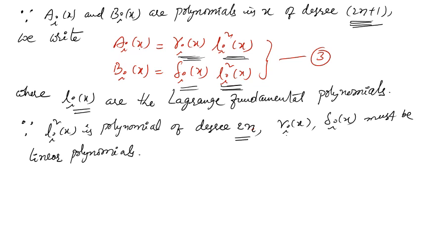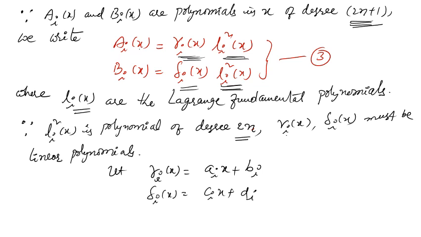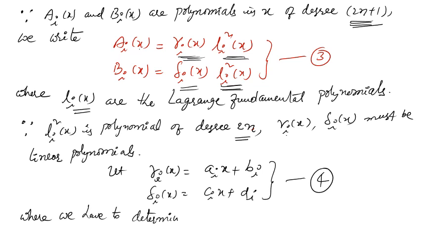Let us write like this. First degree polynomials means one can write gamma_i(x) equal to a_i x plus b_i, and delta_i(x) equal to c_i x plus d_i. Take this as equation 4, where we have to determine the a_i, b_i, c_i and d_i values. Okay, let us see how you will set it.